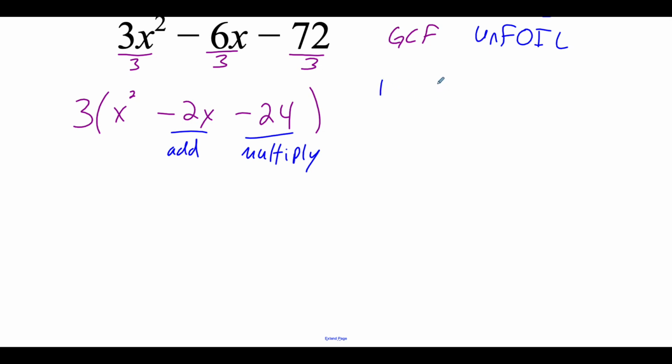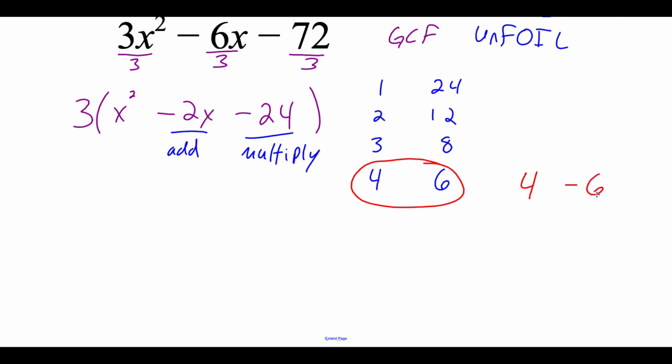Well, that could be 1 and 24. It could be 2 and 12. It could be 3 and 8. Or it could be 4 and 6. Now I'm somehow trying to add up to negative 2. So I'm going to look at the 4 and the 6 because those would be 2 spaces apart on a number line. And to get negative 2, I'm going to have to do 4 minus 6.